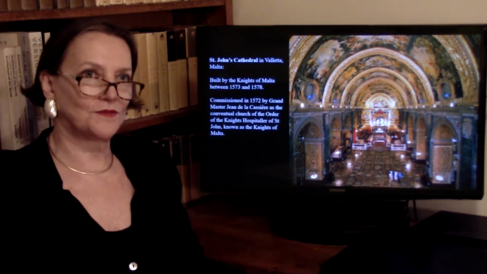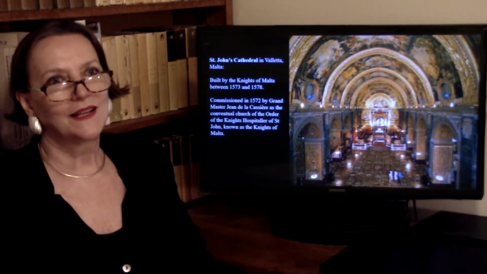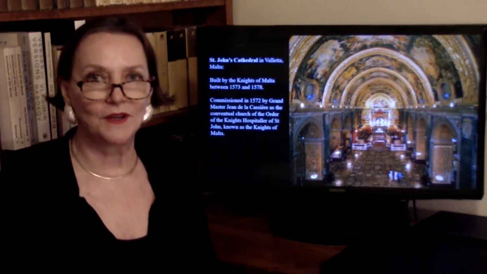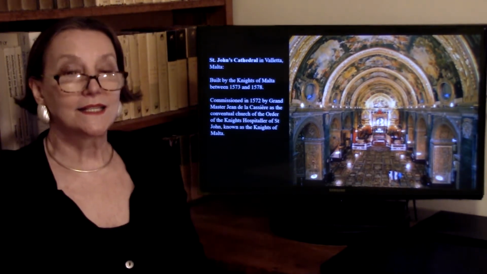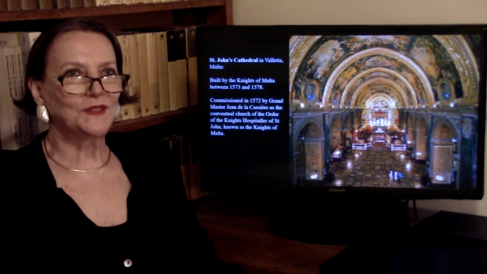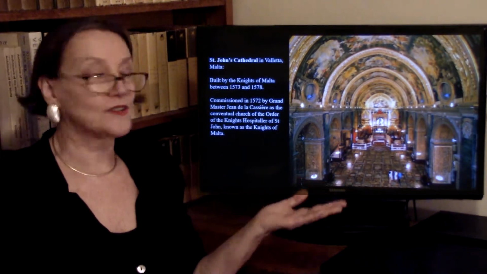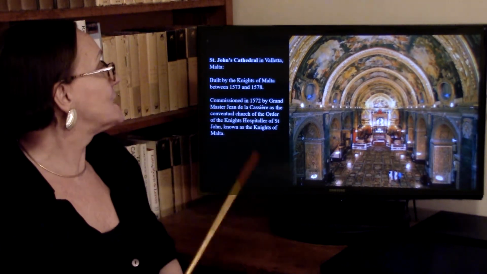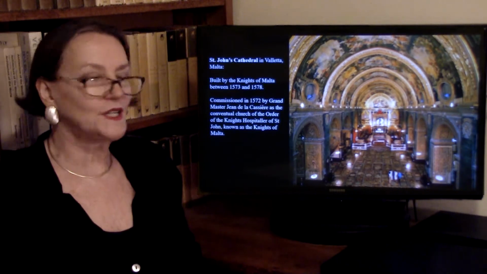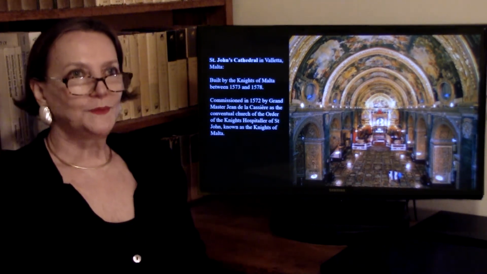Malta is sort of due south. It's a little island south of Italy. And it's a very small island with an extremely rich history. And it is still home to the Knights of St. John, the Maltese cross. There's a cathedral, the Cathedral of St. John, and it was built by the Knights of Malta. It is in Valletta. Valletta is the capital of Malta.